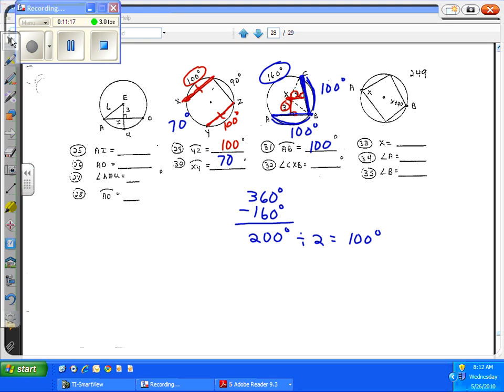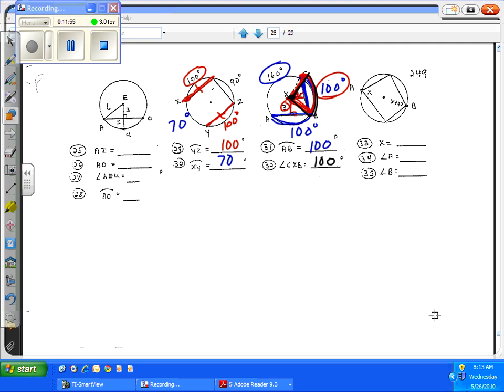Angle CXB, CXB is from C to X to B. It intercepts this arc of 100. Its vertex is the center. If the vertex is the center, then the angle is equal to the arc. So angle CXB is 100 degrees. Any questions on 31 and 32? Okay.